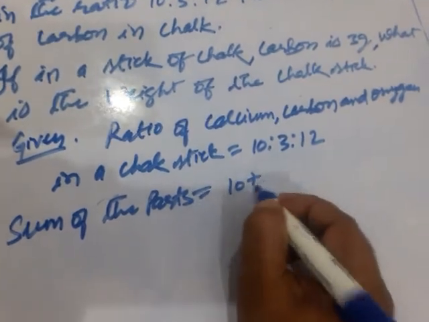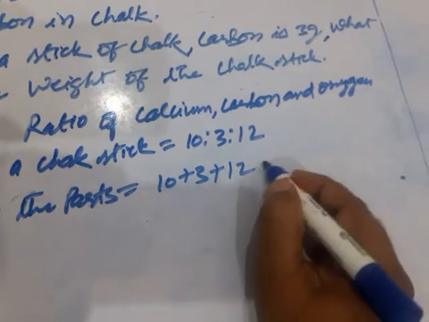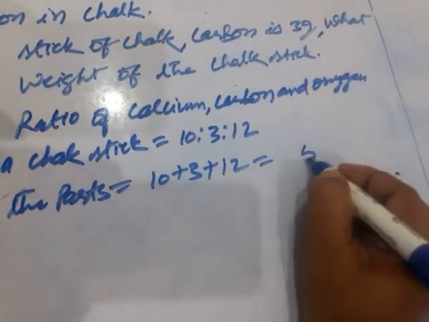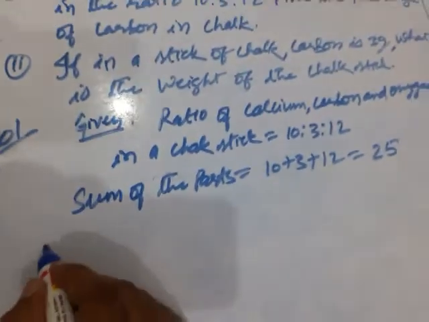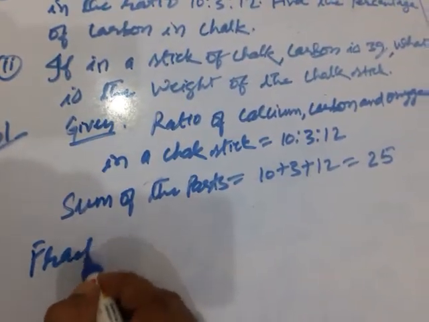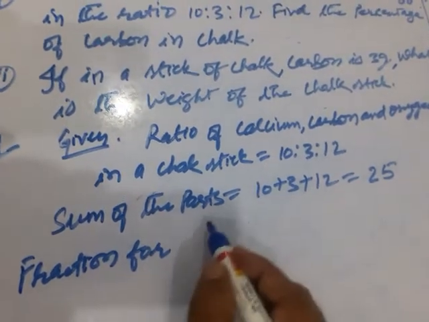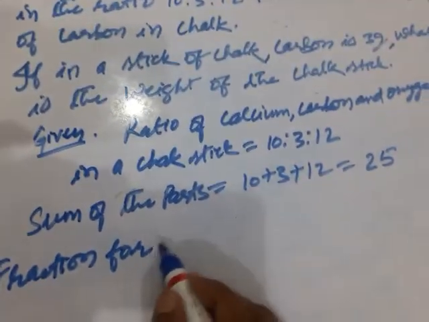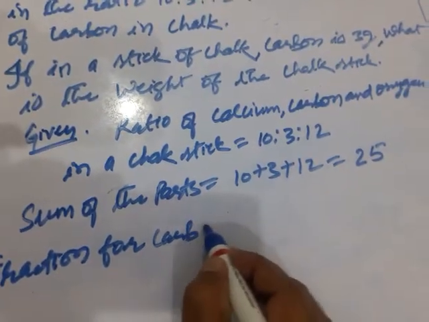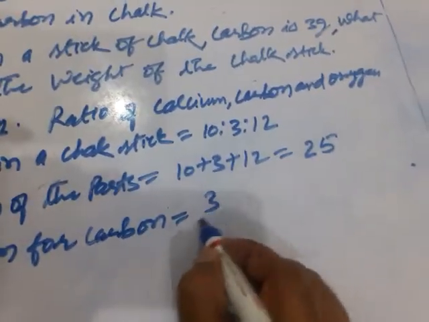Let us see. So the sum of the parts is equal to 10 plus 3 plus 12 equal to what? 2 plus 3 equal to 5, and 1 plus 1 equal to 2, that is 25. Now fraction for what? You have to find the percentage of carbon. Fraction for carbon is equal to, carbon is 3 parts, that is 3 upon 25.